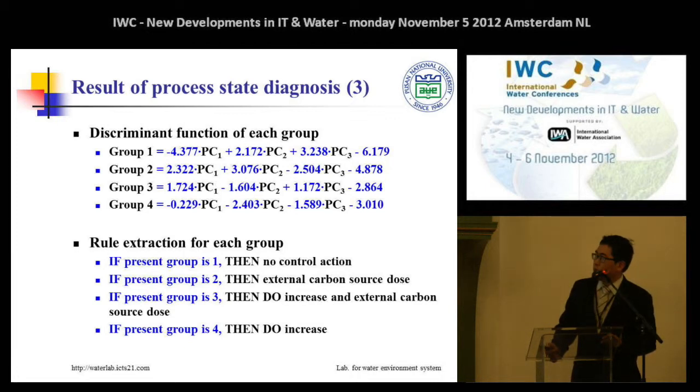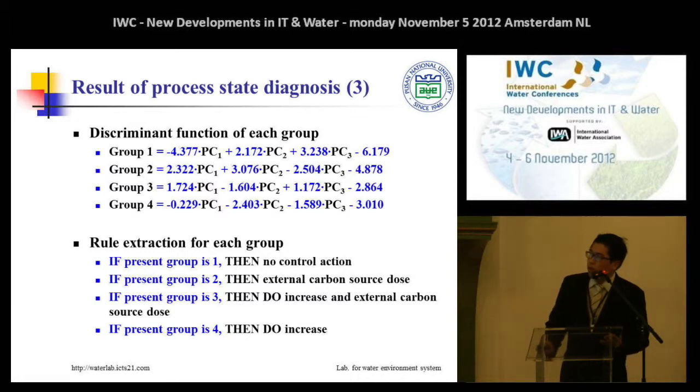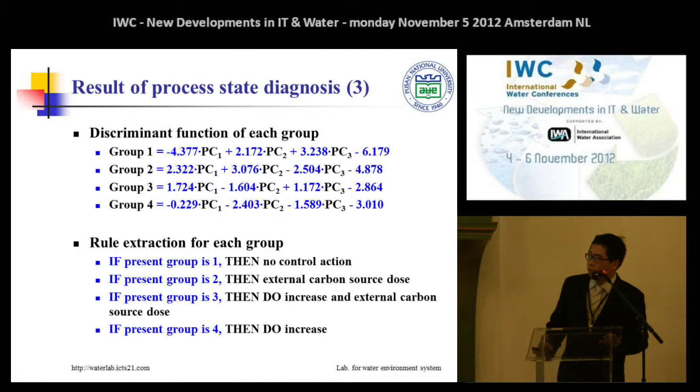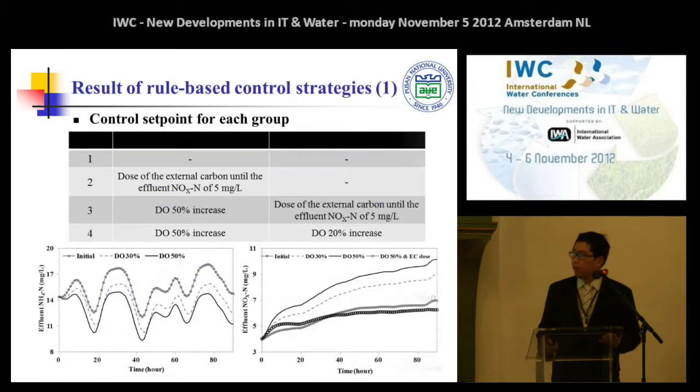And the discriminant functions of each group could be decided like these equations. When a new data set is input, each species score is calculated first, and by using each species score, the values of groups 1 to 4 are calculated using these equations. And finally, the group having the largest value is identified as the current group. Based on the previous result, the rule for each group could be extracted like this.